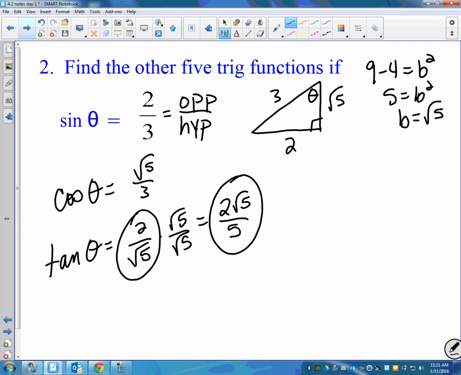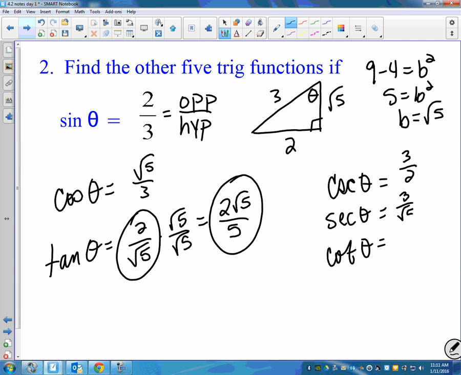And then flipping them over, cosecant, secant, cotangent. So cosecant is the reciprocal of sine, so that's just 3 over 2. Secant is the reciprocal of cosine, so that's 3 over the square root of 5.